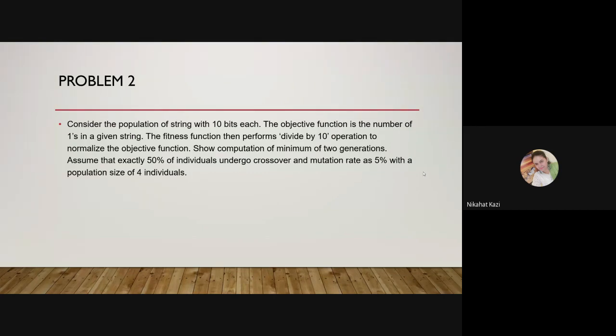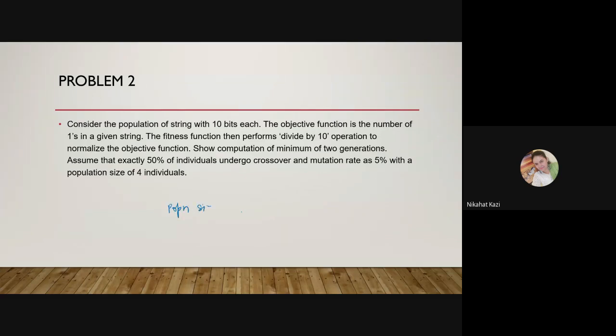Now nothing else is given, the population itself is not given. So in this problem, the population also you have to assume. The only thing given is the population size. If that is also not given, that also you have to assume. But if population size is not given, minimum you can assume 4. I'll just write a note here.